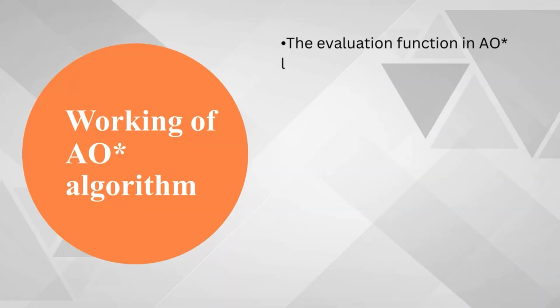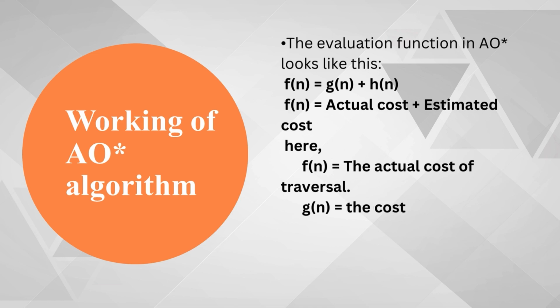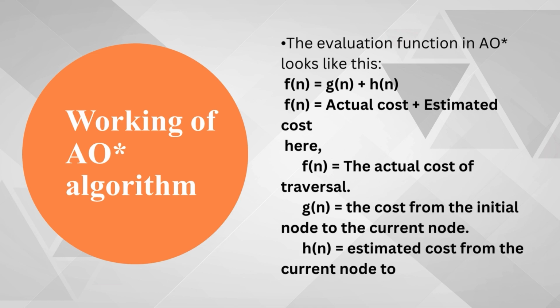The evaluation function in AO star looks like this. F of n is equal to G of n plus H of n. F of n is equal to actual cost plus estimated cost. Here F of n is the actual cost of traversal, G of n is the cost from the initial node to the current node, and H of n is the estimated cost from the current node to the goal state.